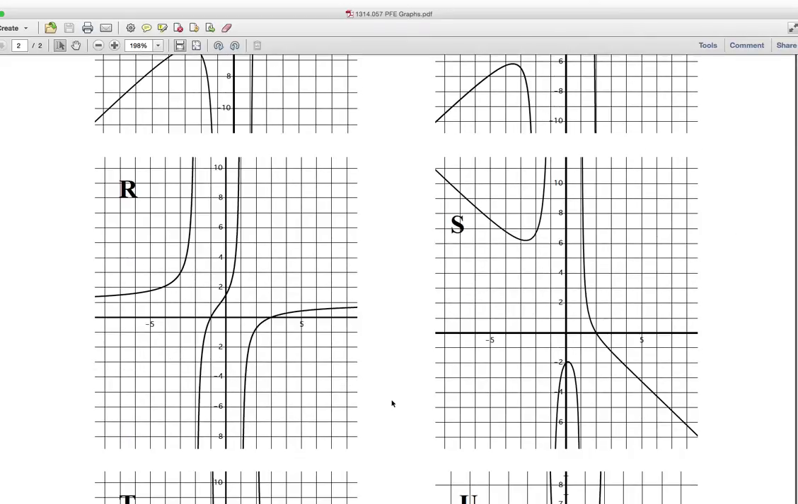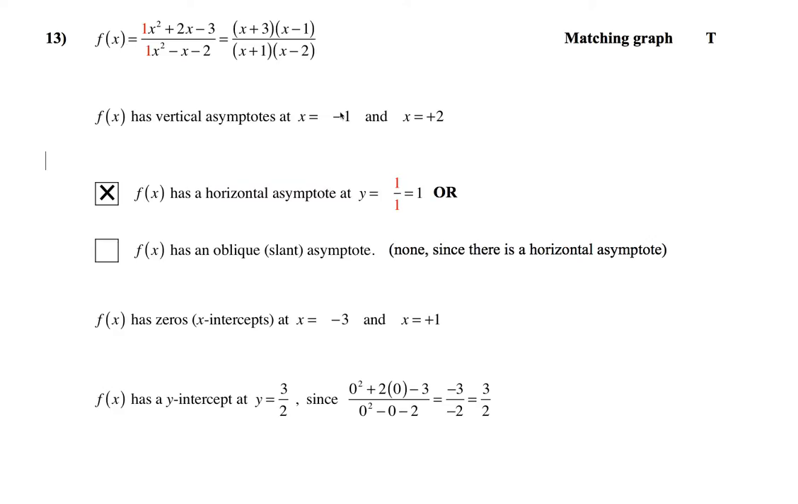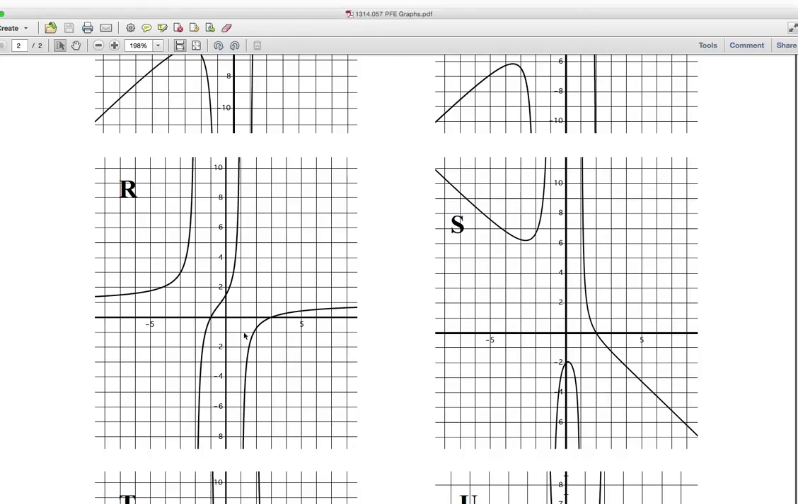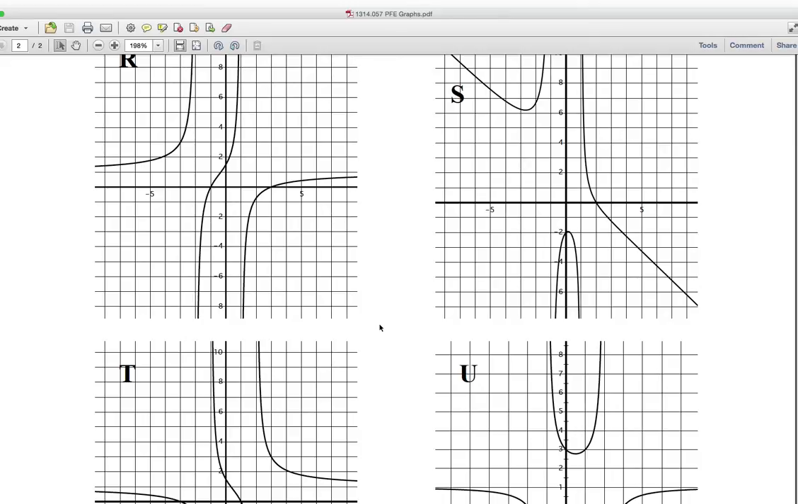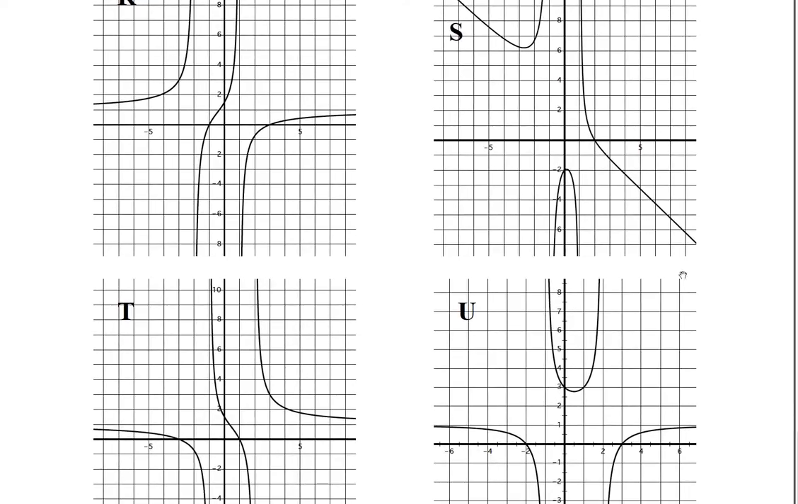So what's the difference between these? Well, next we look at the vertical asymptotes. Where were those? Those were at -1 and +2. So this one has asymptotes at -2 and +1. So it's not that graph. So we have to come down to these two. And we see that they both have vertical asymptotes at -1 and +2.